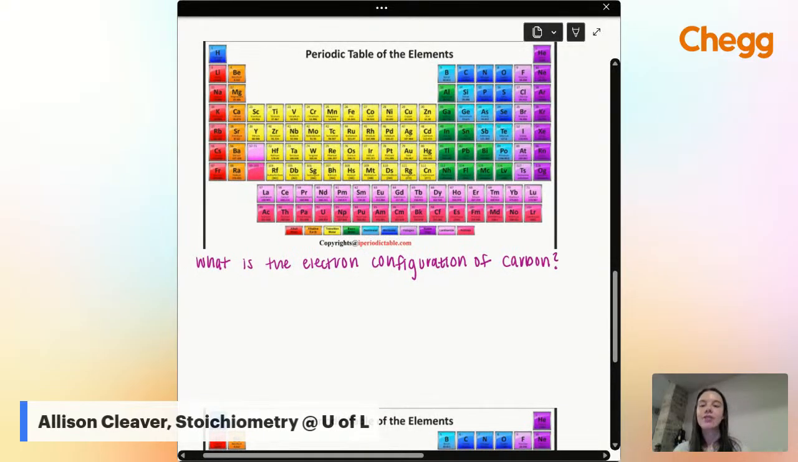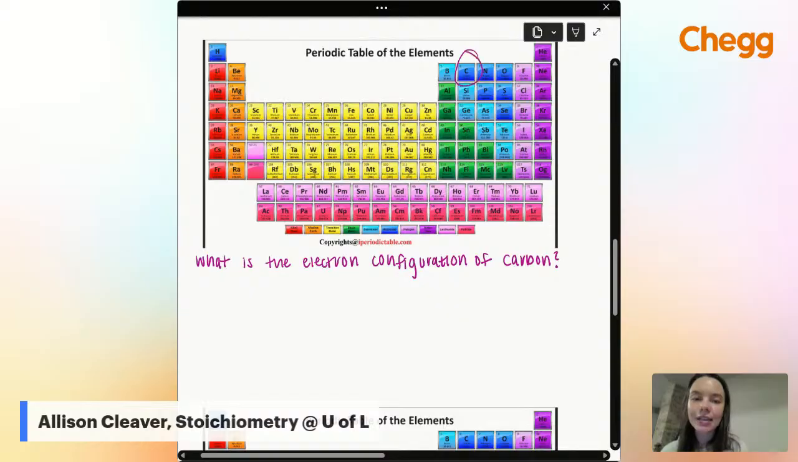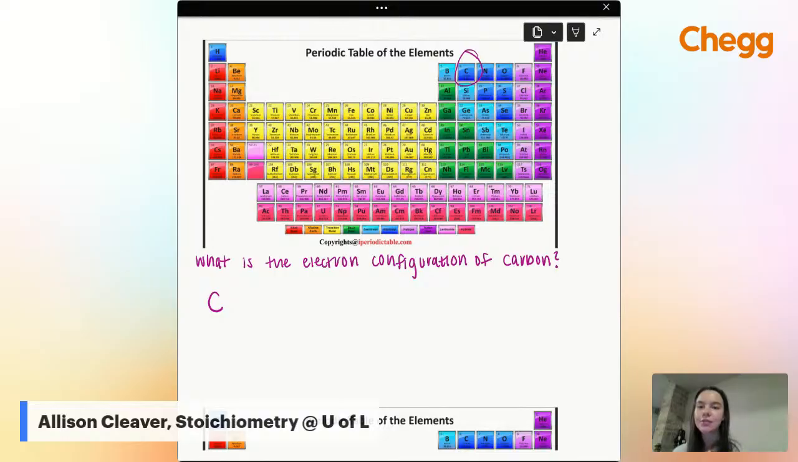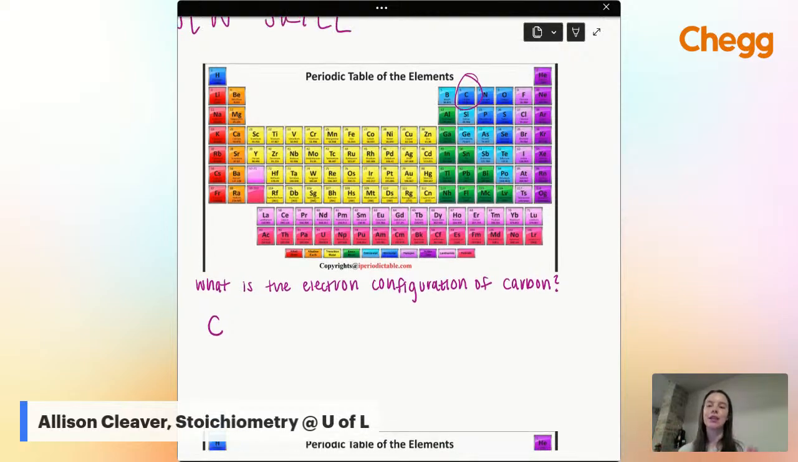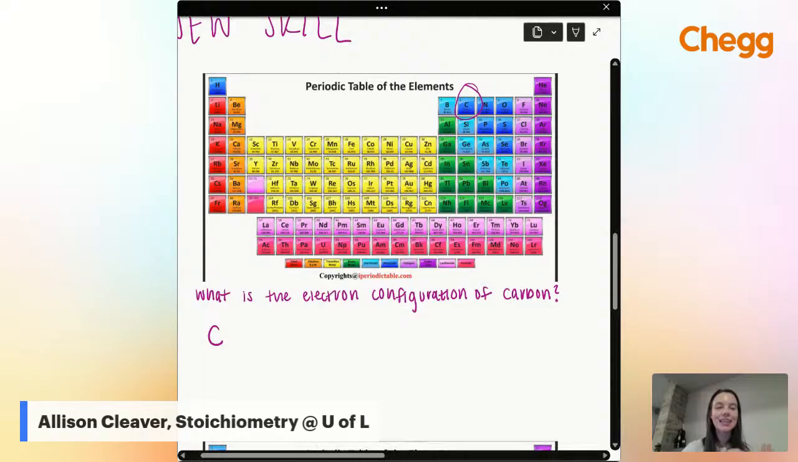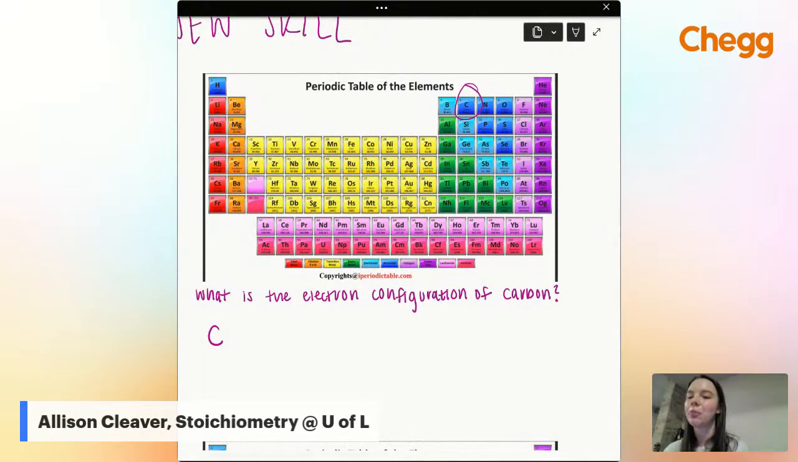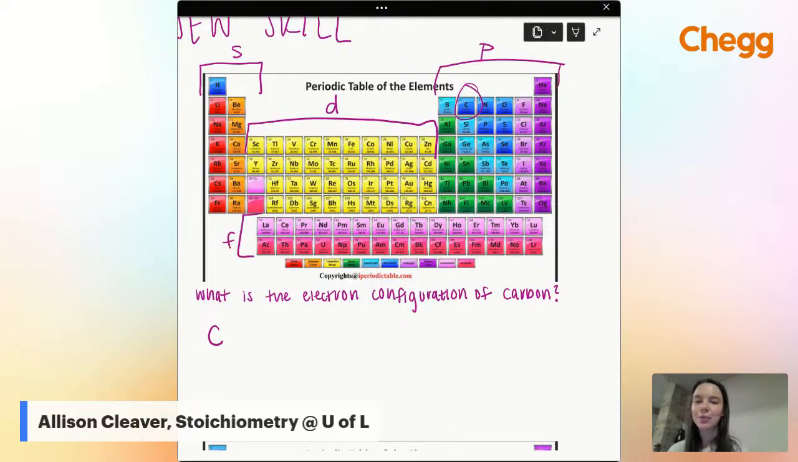So we have carbon, which is right here on the periodic table. It's C, its abbreviation. Now, I'm going to run through this first by basically labeling the periodic table, so it's going to help us. We're going to say this is our S. This right here is our D. This is our P. This is our F. So you're probably like, what does that even mean? It's going to come in handy.